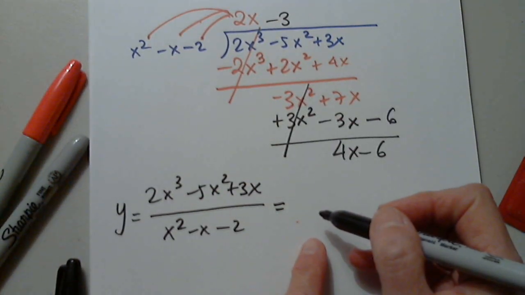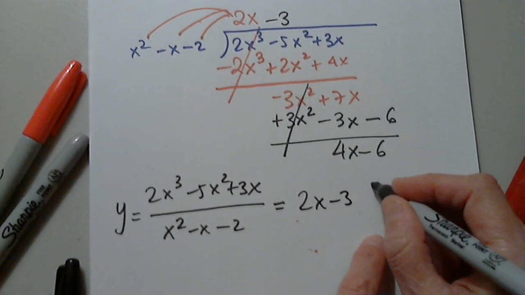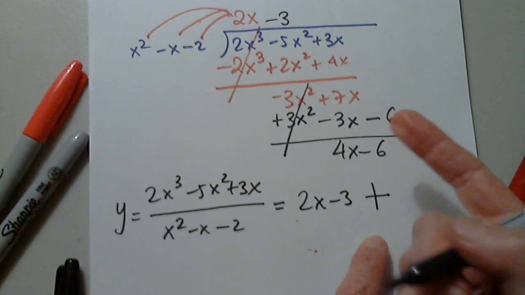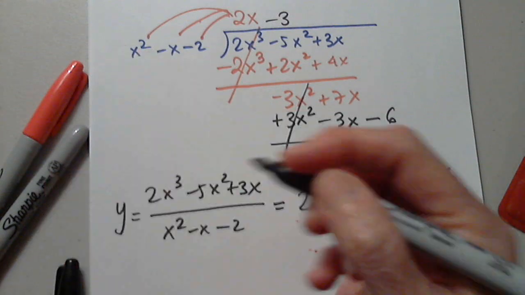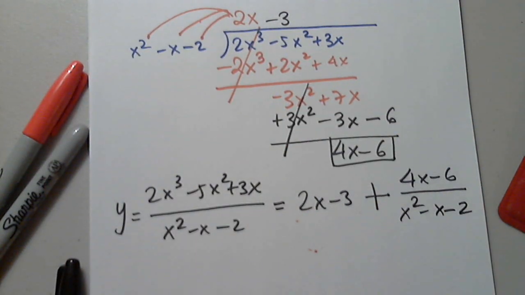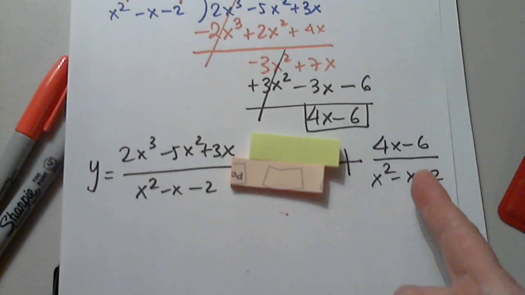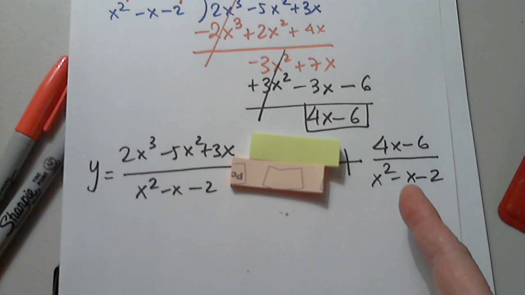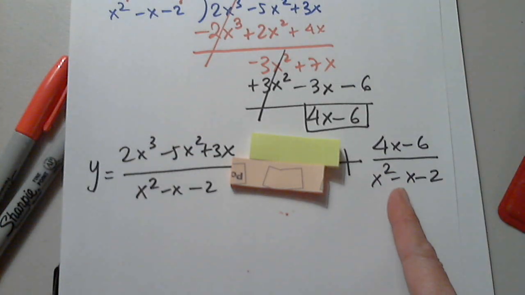Can anyone give us the quotient? 2x minus 3. Very good. I have to put a plus symbol and the remainder that gets boxed in, divided by the divisor x squared minus x minus 2. And again, I know I sound like a broken record. Where is this fraction going when x approaches infinity or negative infinity? Where is this going? Infinity, or 0, yeah. Because the degree of the top is smaller than the degree of the denominator. How do I know that it's going to 0?